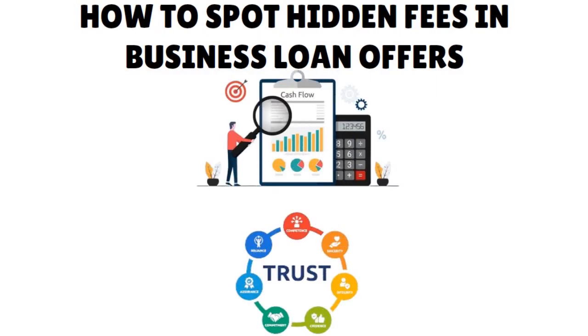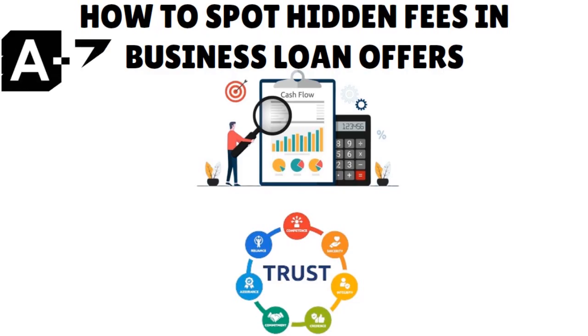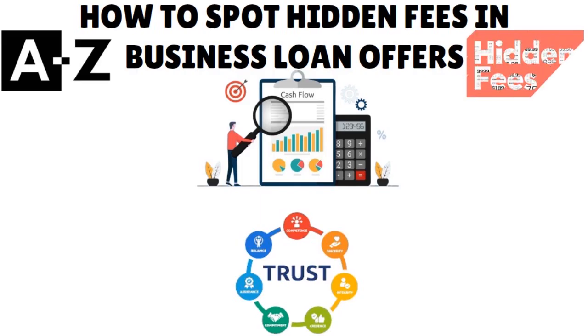And what you want to do is actually dissect a business loan offer. You want to read everything from start to finish. Don't just rush through it. You want to read everything from A to Z, okay? Because business loans will always include hidden fees, that's their way to actually make more money, but also protect themselves from risk, okay?